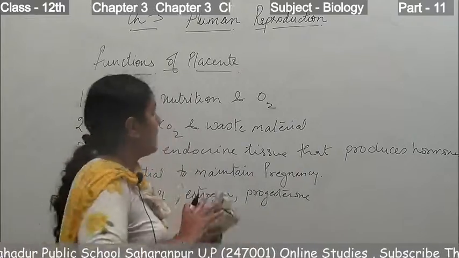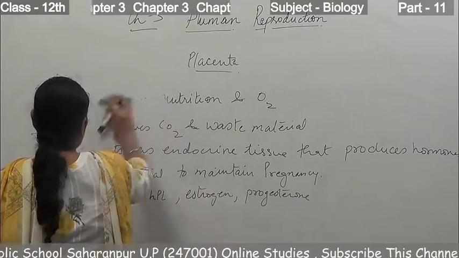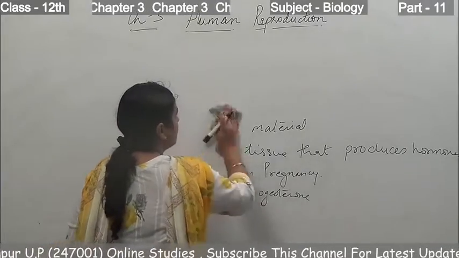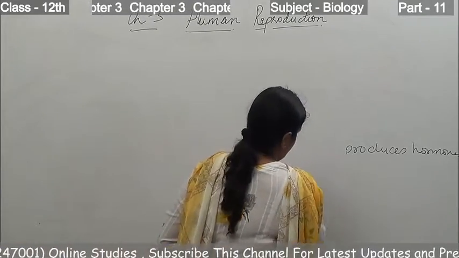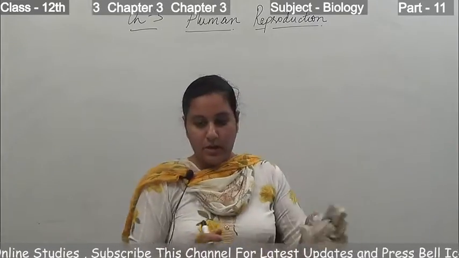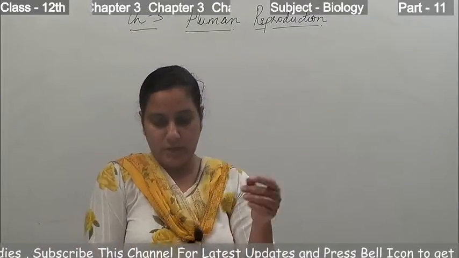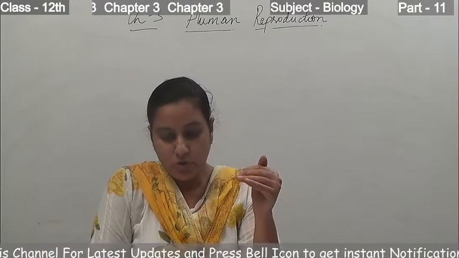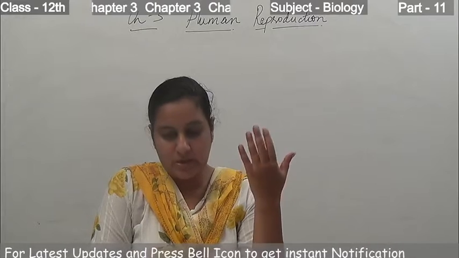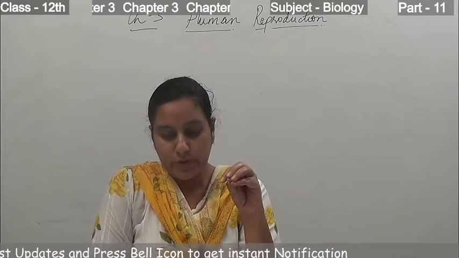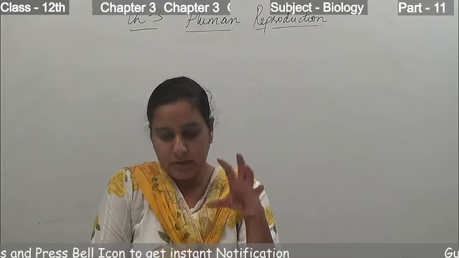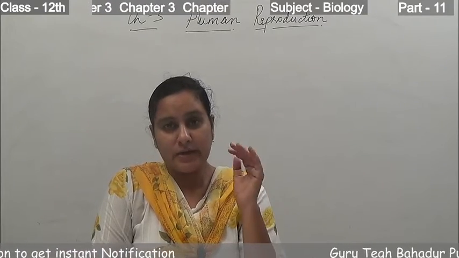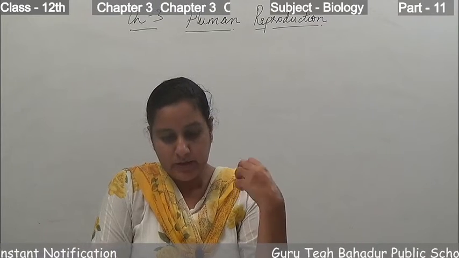Now, next is the umbilical cord that connects the placenta with the embryo and helps in the transport of substances to and from the embryo. Means whatever food and nutrition goes to the embryo from the mother's body goes through the umbilical cord, and the waste material gets transported out.